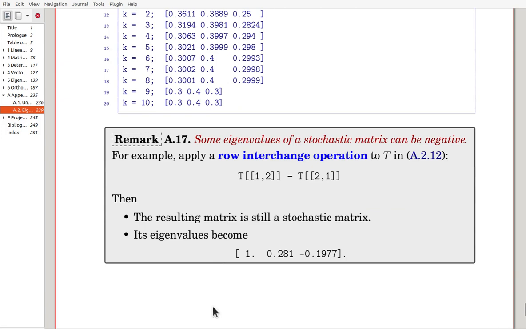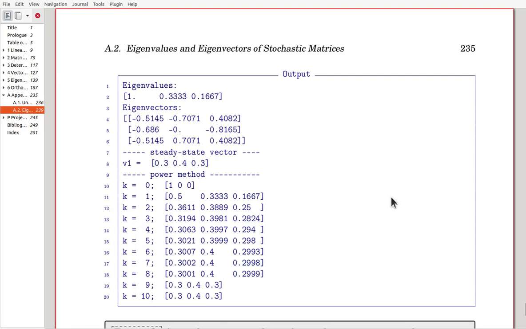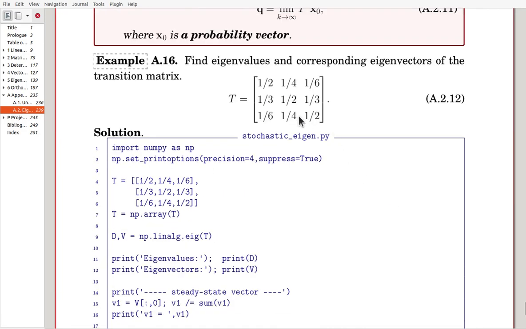Finally, I'll mention this one. Some eigenvalues of a stochastic matrix can be negative. For example, we apply a row interchange operation to the matrix T in this equation. So here, this row and that row will be interchanged. Then again, the column sum must be 1 for every column.